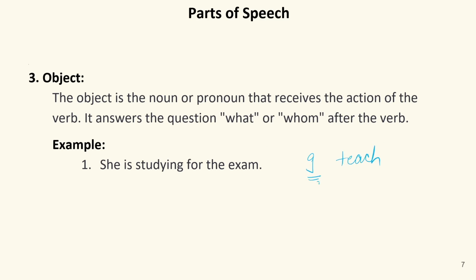Now I is the subject, teach is a verb. Now if you ask whom do you teach? I said I teach you. Whom do I teach? I teach you. So you is the receiver of this action. That is why you is an object. Now one who receives the action is known as object.